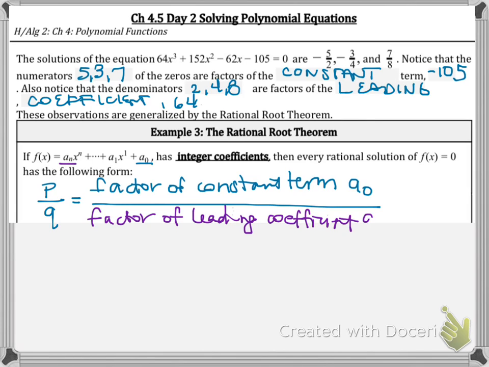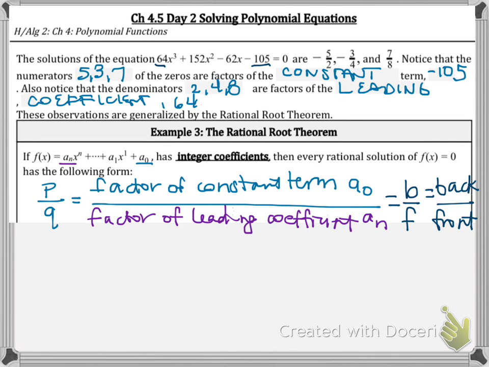Now another way to remember this, instead of P and Q, because we have used P and Q before, is B over F instead. B, I would say, stands for the back, which is your constant, over the front, which is the leading coefficient. I can remember B and F because that makes sense to me. The back is the constant. Front, well, that's the leading coefficient. And maybe that might help you in memorizing it.